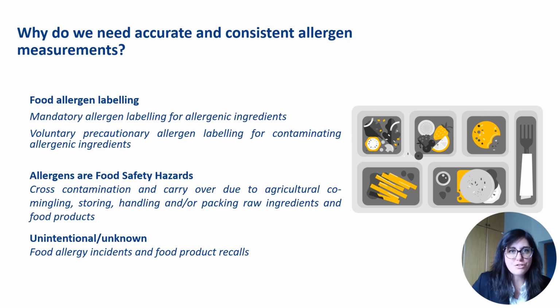Food allergens are a tremendous concern for consumers and for the food industry, particularly when they are not food ingredients but contaminants, entering accidentally the food supply chain because of cross-contamination due, for example, to agricultural commingling and carryover when storing, handling and packaging raw materials and food products. The unintended presence of allergen can cause food product recalls as well as, in some cases, food allergy incidents.